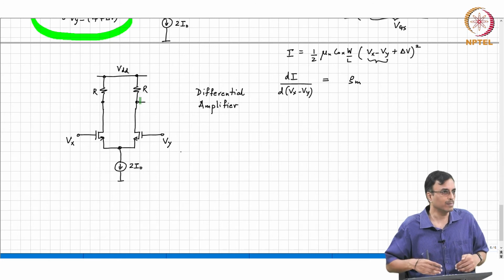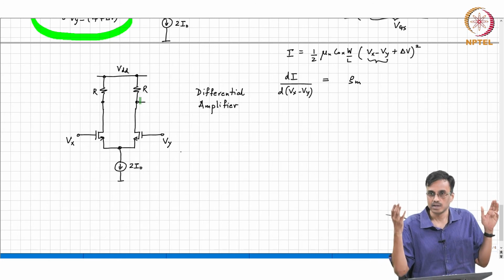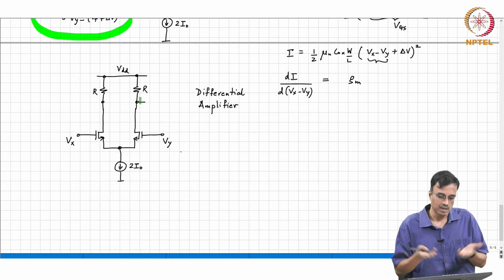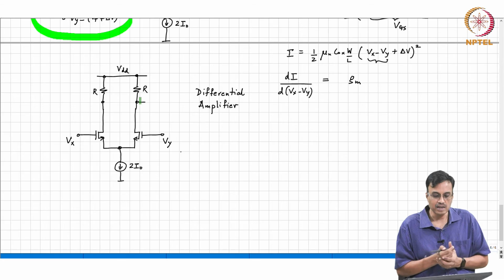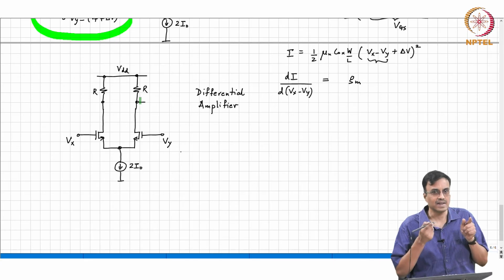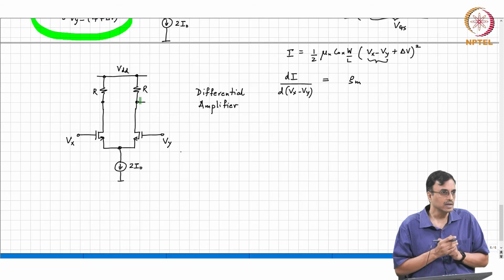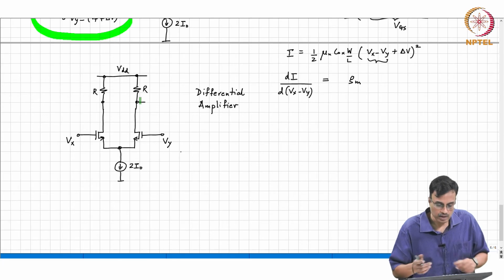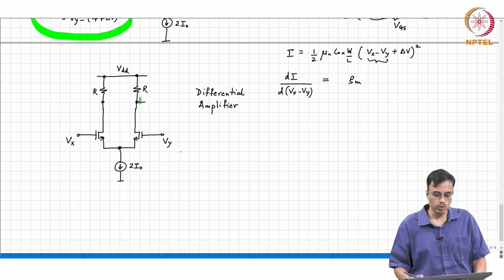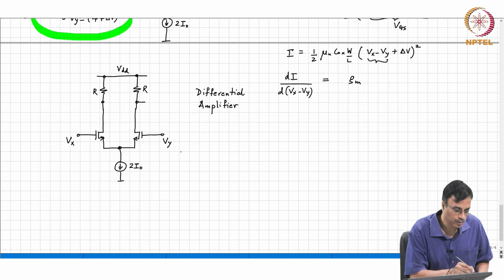So, if Vx and Vy both go up by 1000 volts, alright, as long as you are able to keep all the transistors in saturation, nothing in principle should happen to the incremental output, because the transistor only reacts to the difference between Vx and Vy. Is that clear? Okay. So, now let us start doing careful analysis.